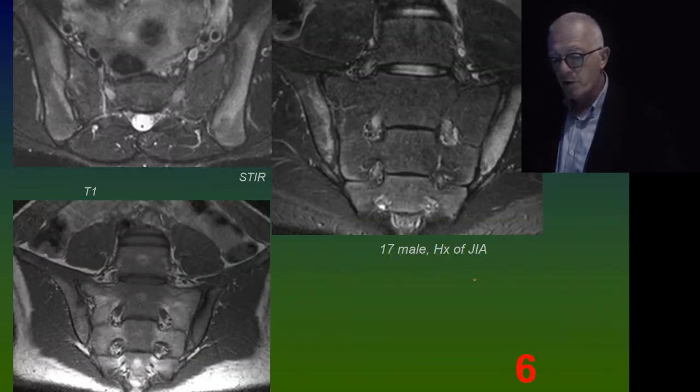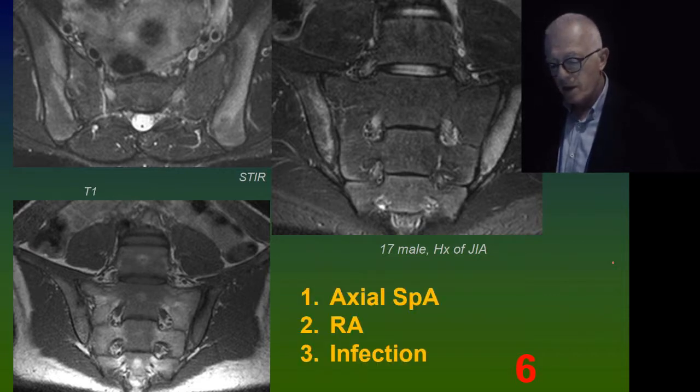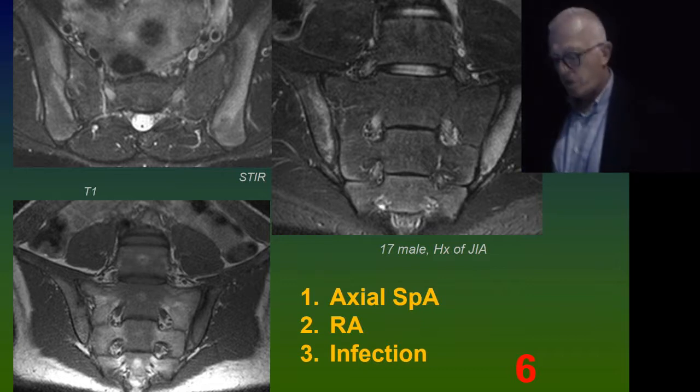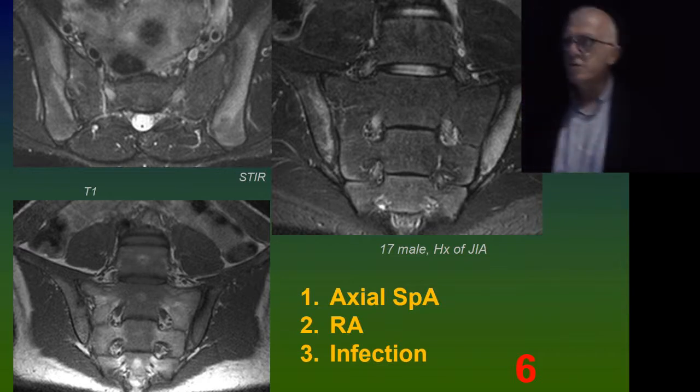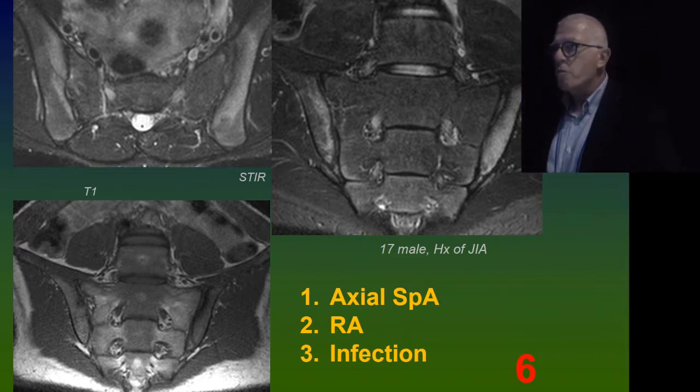So I have a case for you now. 17-year-old male. There is a history of juvenile idiopathic arthritis when he was 5 years old. And now you have to choose between axial spondyloarthropathy, rheumatoid arthritis, and infection. Please vote. Needless to say here that the plain radiographs were completely normal.